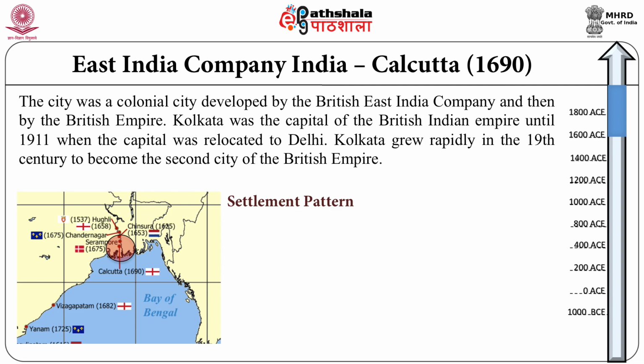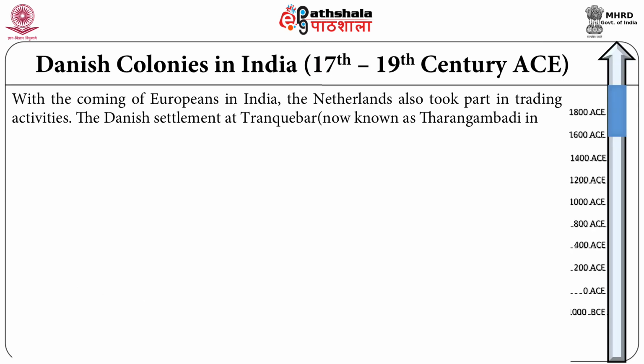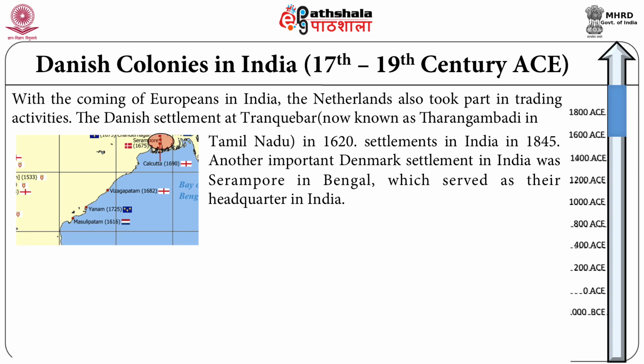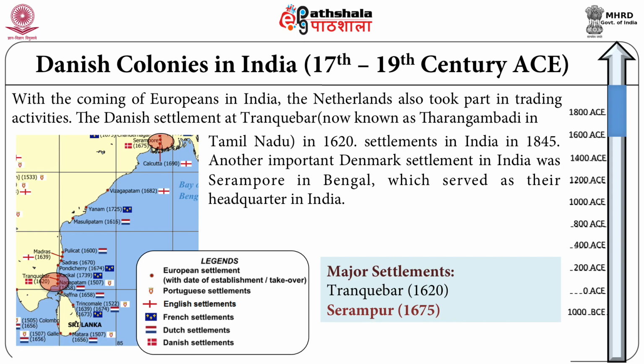And then if we see, Mumbai and Kolkata had a similarity in the sense that they were linear. Mumbai was along the sea, Calcutta was along the river. When we see the Danish colonies, we see that they settled in India in 1620, and the most important settlements were on the eastern coast. One was Tranquebar in Tamil Nadu, which is now known as Tharangambadi, and the next was Serampore in West Bengal.